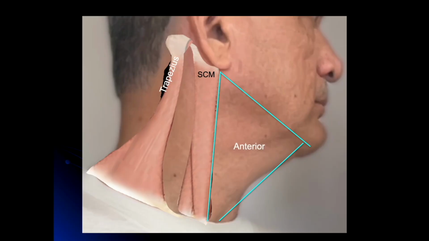And the posterior triangle is bounded by the posterior border of sternocleidomastoid, the anterior border of trapezius, and the middle third of clavicle. The main anterior triangle is further subdivided into four smaller triangles, namely the submental, submandibular, carotid, and muscular.